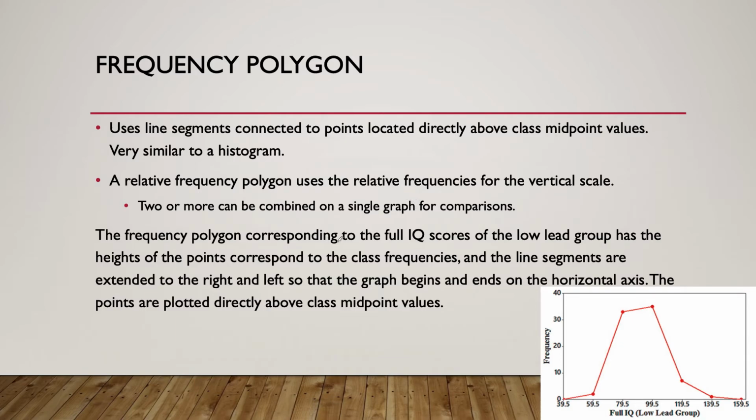The frequency polygon here corresponds to the full IQ scores of the low lead group, as the heights of the points correspond to the class frequencies, and the line segments are extended to the right and left, so that the graph begins and ends on the horizontal axis. The points are plotted directly above the class midpoint values, as we can see here.